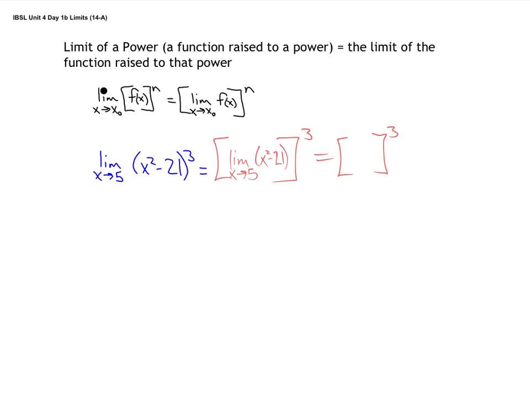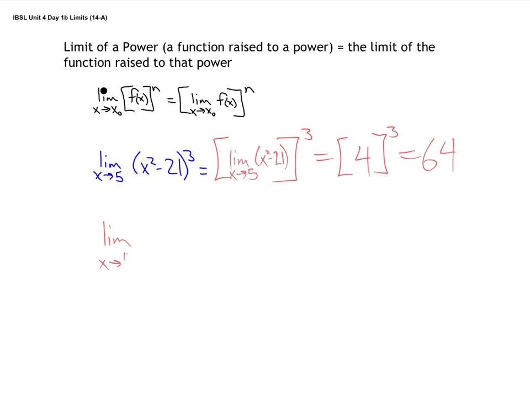What'd you get, Isabella? 4. Yeah, 4. 5 squared is 25 minus 21 is 4. So I just take 4 cubed. And that's your answer, okay? 64.